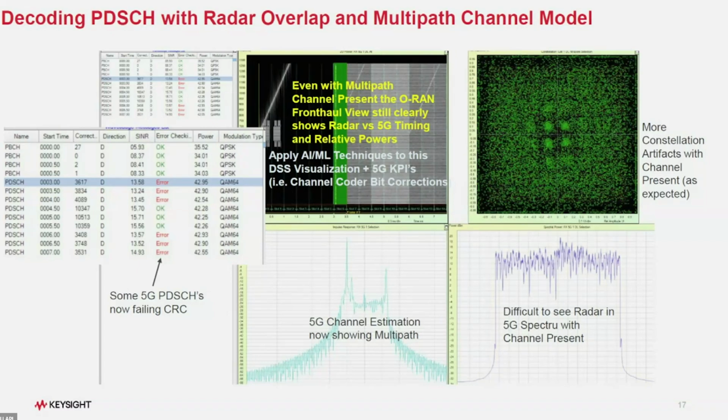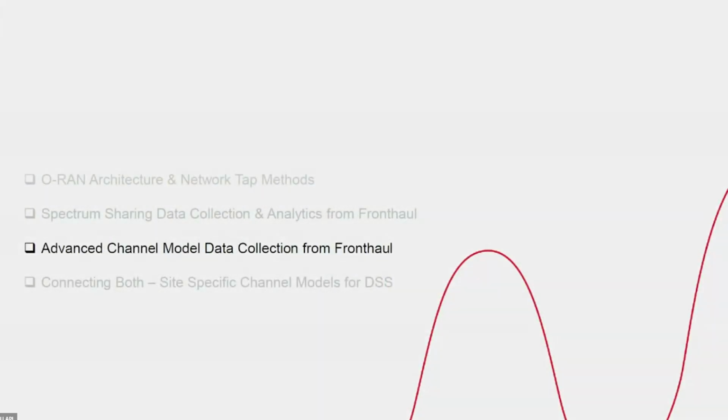ORAN Fronthaul DSS view here clearly shows the radar signal still. So we can still see all the stuff we saw before, but we can't see it anymore in the spectral plot. So this is giving us an improved fidelity and resolution. And you can see here, this is the channel impulse response showing we've got multiple copies of the signal in the impulse response. Okay, so now I'll take a quick look at channel modeling.